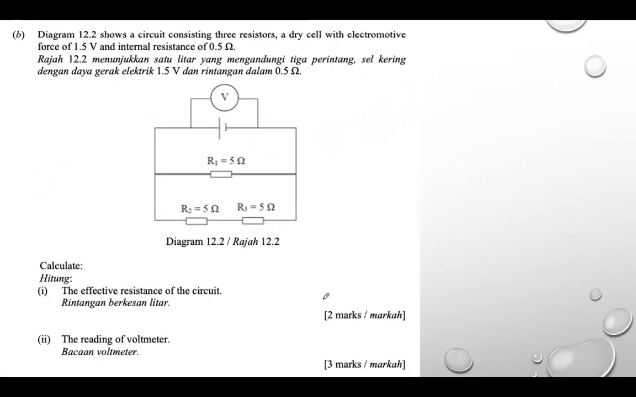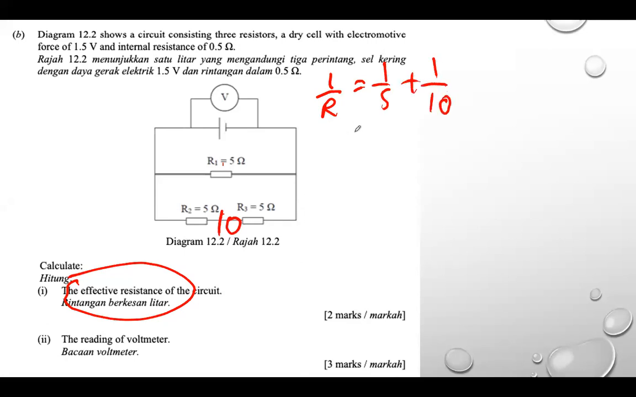Okay, so diagram 12.2, this one, so we want to count the effective resistance. Notice that this and this are parallel, but these two are series. So we have to settle the series first. 5 plus 5 is 10. So the effective resistance is 1 over R equals 1 over 5 plus 1 over 10. When we calculate 1 over 5 plus 1 over 10, we will get 3 over 10, 1 over R. I want R. So R equals 10 divided by 3, which is 3.333 ohms.